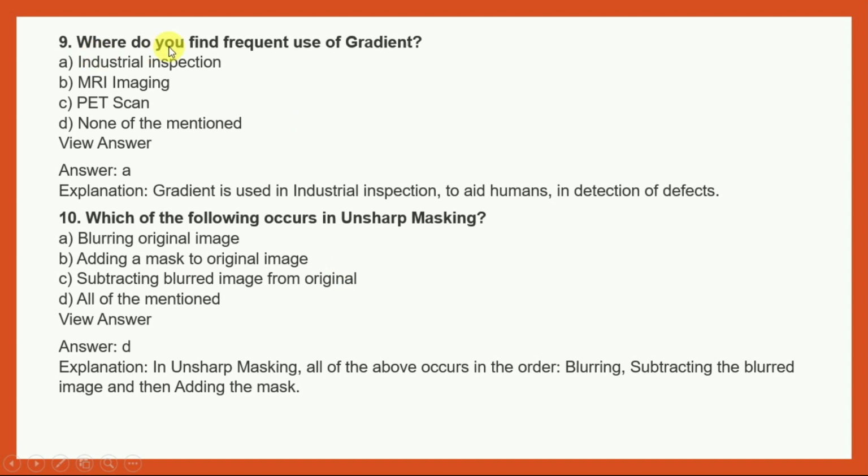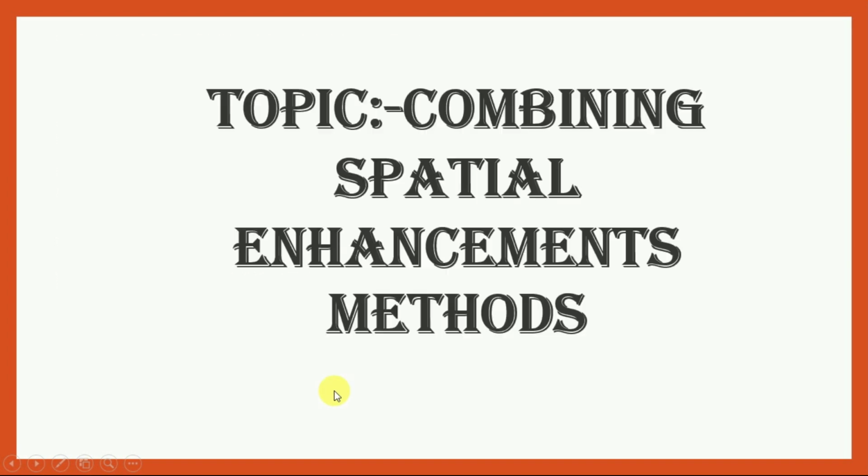The next question is, what is a frequent use of gradient? The answer is option A, that is industrial inspection. And the next question is, which of the following occur in unsharp masking? The answer is option D, that is all the mentioned. If we see the explanation, in unsharp masking all the above occur in order: blurring, subtracting the blurred image, and adding the mask.